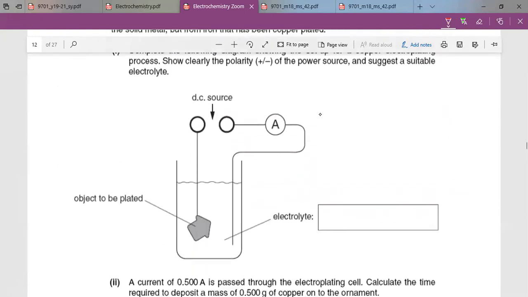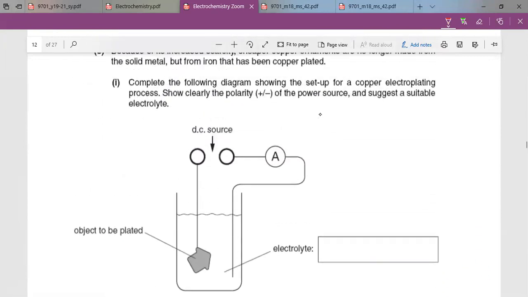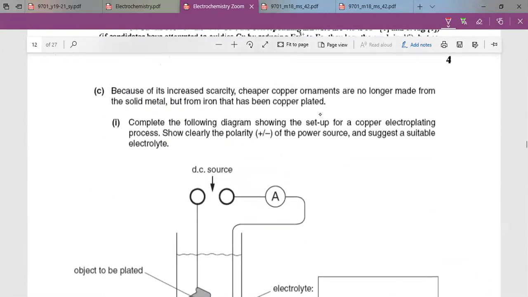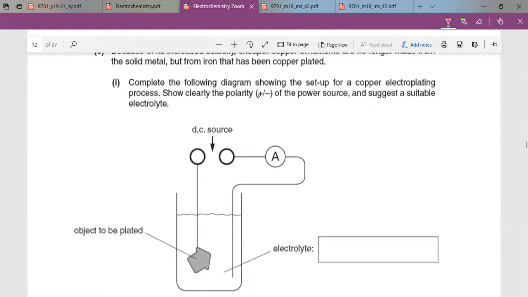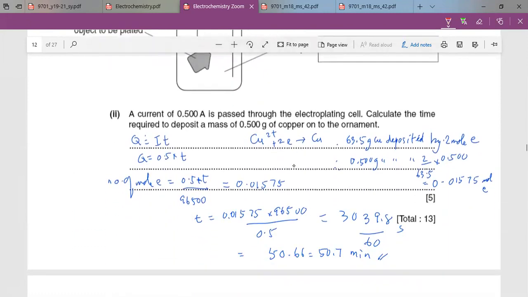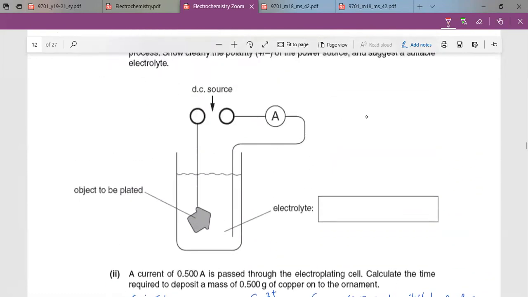Now here's another one. Here is electrolysis. Because of the increased scarcity and cost of copper, ornaments are no longer made from solid copper, but from iron that's been copper plated. Remember, plating of copper. Complete the following diagrams and so on. It's quite simple. Here you have the copper plated, and this object to be plated will be negative, because copper 2+ is going to go to it.